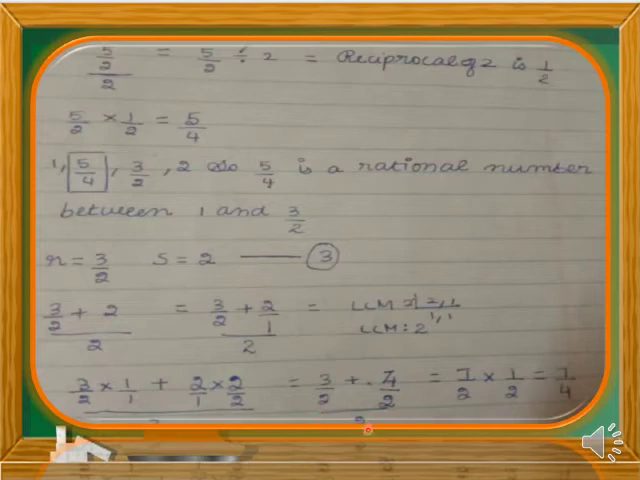When divided by 2, it changes to a multiplication symbol with the reciprocal of 2. So the reciprocal of 2 is 1 by 2, as I told in the before methods. 7 into 1 is equal to 7, 2 into 2 is equal to 4. This is the third rational number that we obtained.